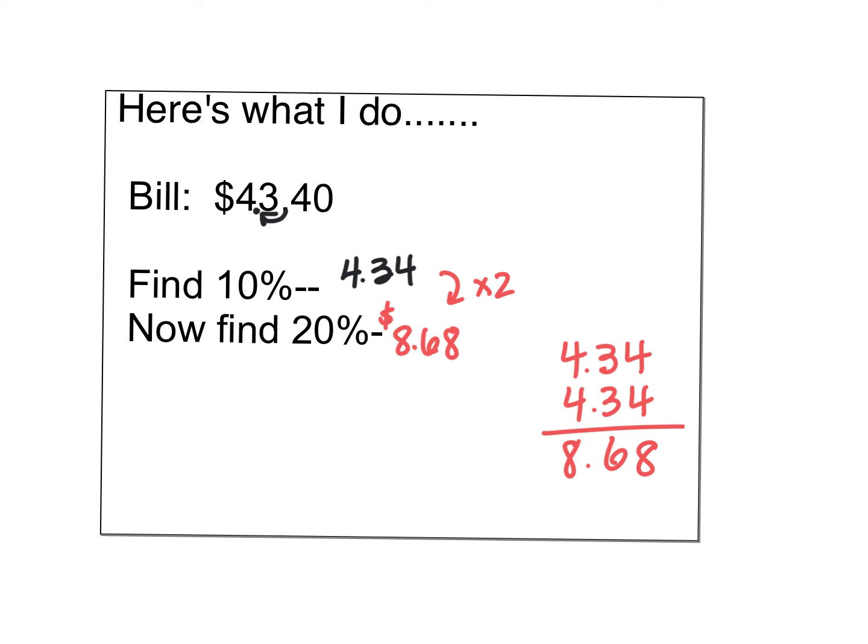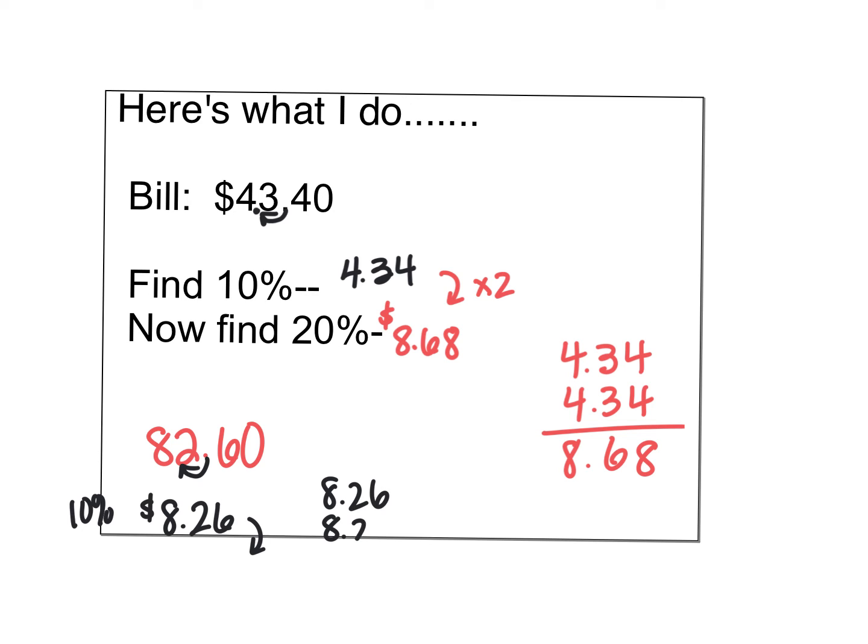I'm guessing a lot of your parents would do it this way too. So I want you to kind of ask them. So if your bill was like $82.60 and I said, okay, let's find 10% if you wanted to leave a 10% tip. You would move it back 1. So 10% would be $8.26. If I wanted to leave 20%, I could double that. So I could do $8.26 and another $8.26. Might have to do a little math here. So I get 12, 5, 16.52. So 20% would be $16.52.